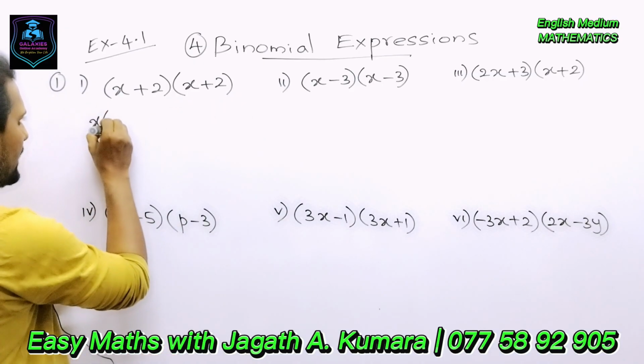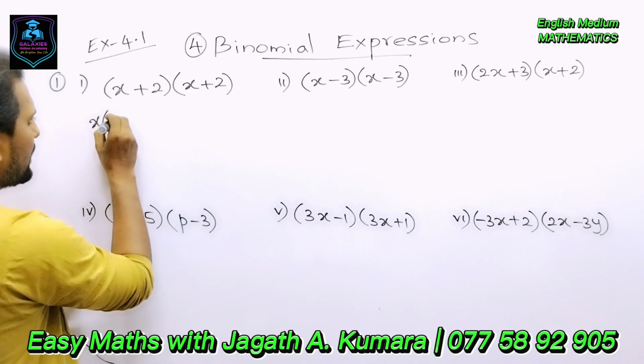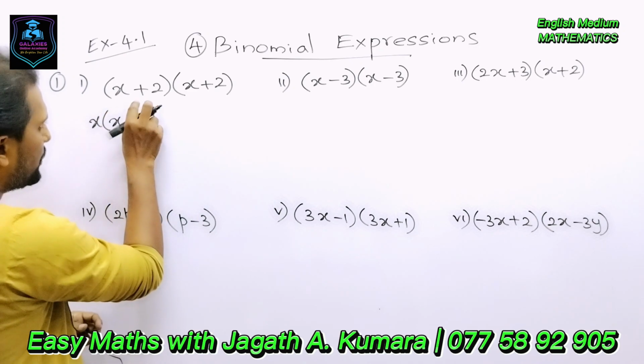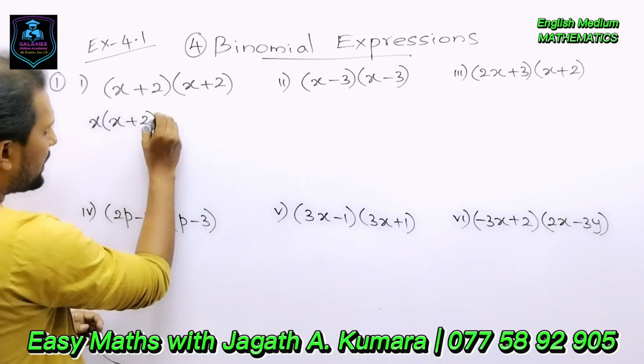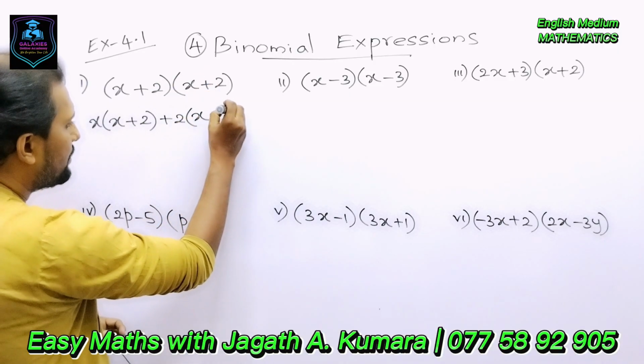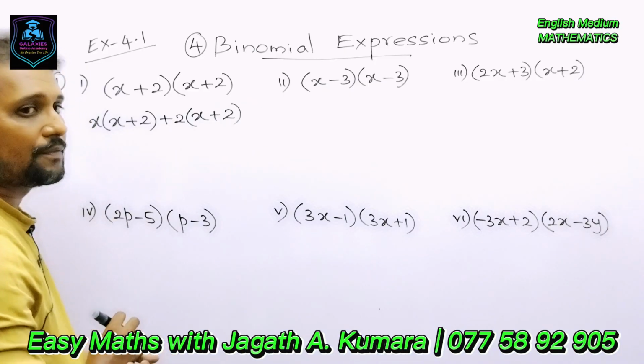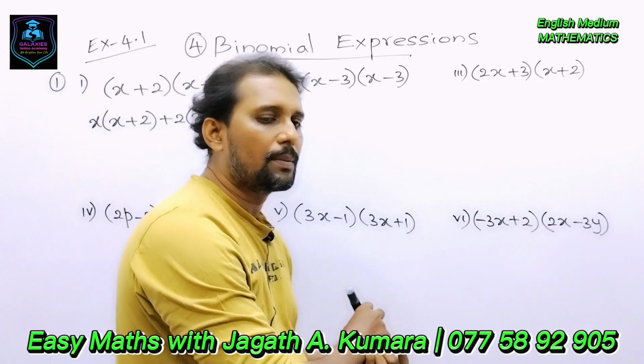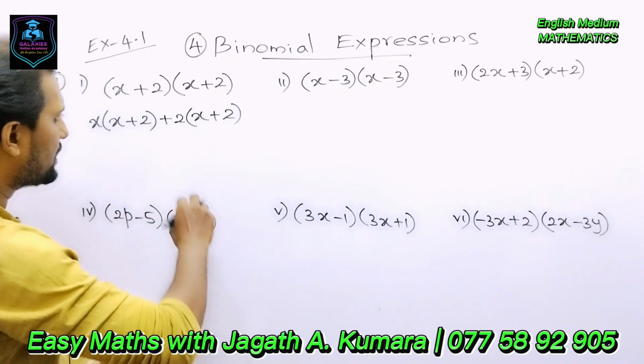This plus x we can multiply with second bracket. So we can write x multiply x plus 2. Then another term you can see here, plus 2. Then plus 2 multiply again the second bracket. It is the first step. Then we can remove the brackets. Carefully you remove the brackets.